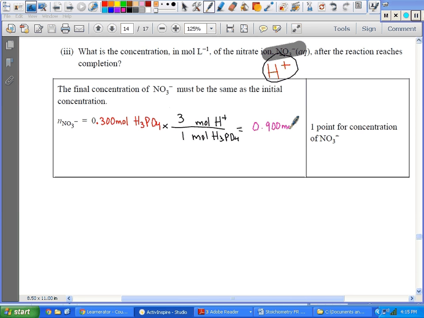Why do I still have to divide it by 2? That's just moles. What did the question ask for? Molarity. So if I divide it by 2 liters, what did that give you the concentration of? We're just going to say 0.45 molar. Hang on. Yeah, so 0.45. Sorry. 2 moles.